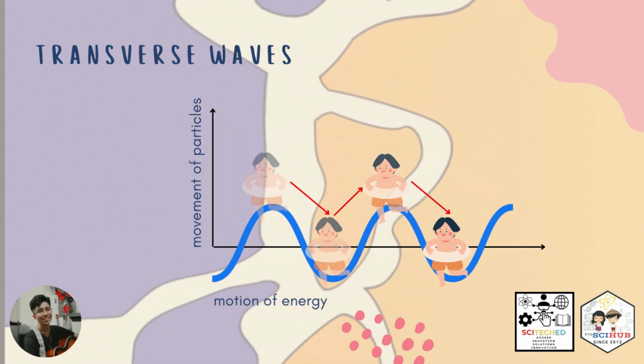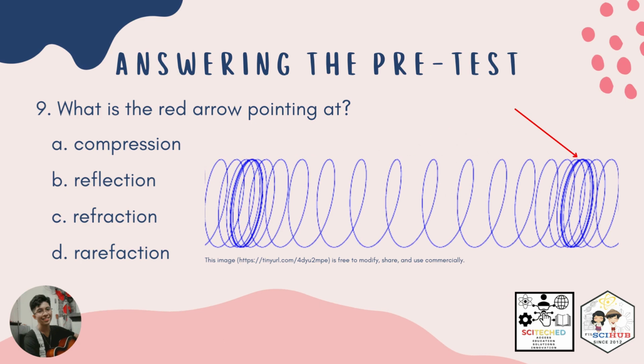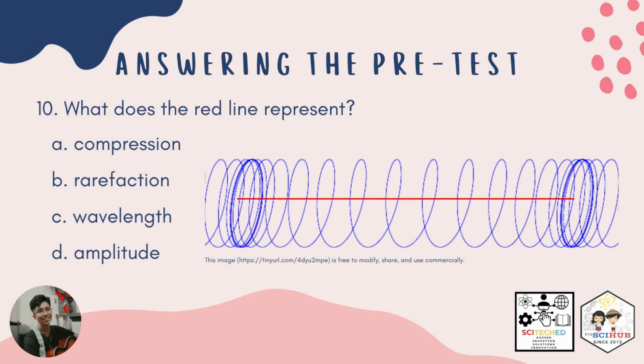And as an example, we recalled our experience on a beach when a wave came rushing through the shore. Second to the last, based on the anatomy of the longitudinal wave, the arrow is pointing at a compression. Okay, we know that it is a compression because the particles are very much closer to each other. And lastly, the red line represents a wavelength, right? So the answer should be wavelength because it shows us the distance between two compressions, right?